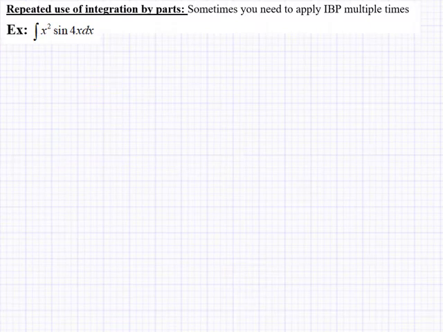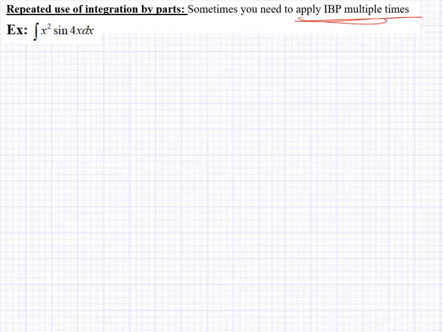So we've seen that integration by parts yields another integral within the formula. Well, what if that other integral was also an integration by parts integral? Well, then that would yield another integral, which could then be an integration by parts integral, and so on. And so what could happen is that we could have to use integration by parts a repeated amount of times. We might have to apply it multiple times in a given problem. And so here's an example of that.